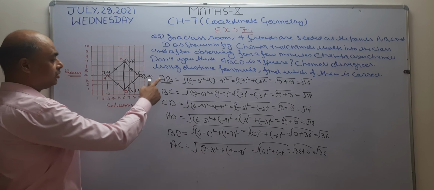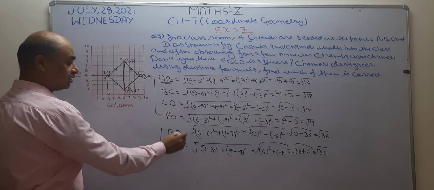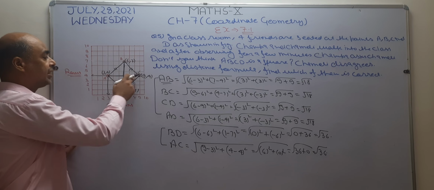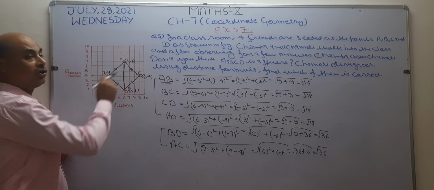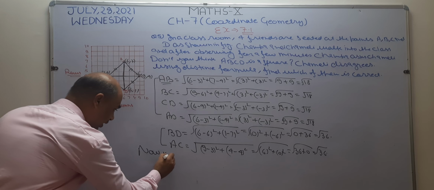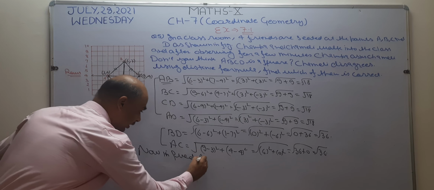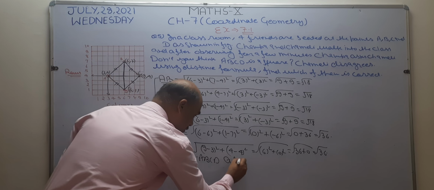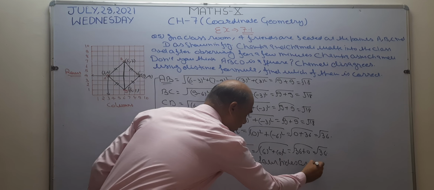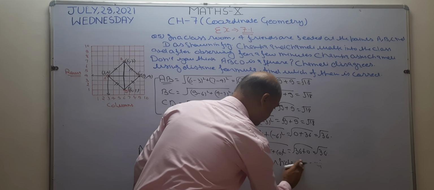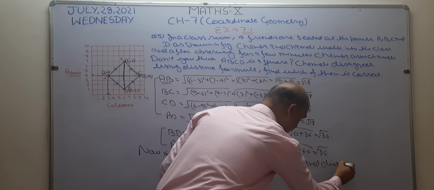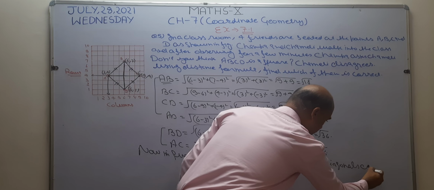Okay. Since all the four sides and both the diagonals are equal, therefore it is a square. Because in a square all the four sides and both the diagonals are equal. But in a rhombus diagonals are not equal. Okay. So you have to write here now. In quadrilateral A, B, C, D, all the four sides and diagonals are equal.